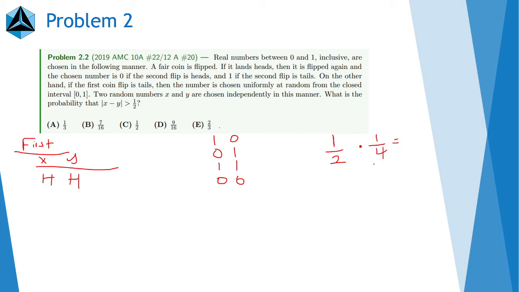And so, like, you can only flip two heads, it's probably 1/4. And so that's going to be 1/8. Now let's go to HT, heads and tails, or tails and heads. I'm going to lump these into one case because they're very similar.